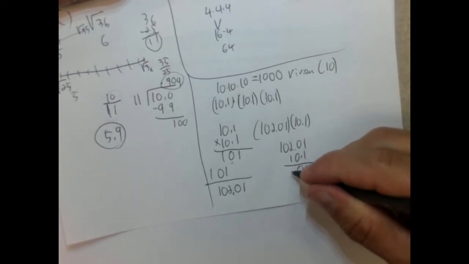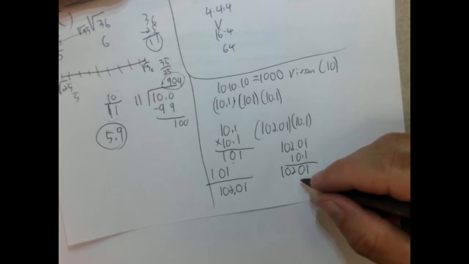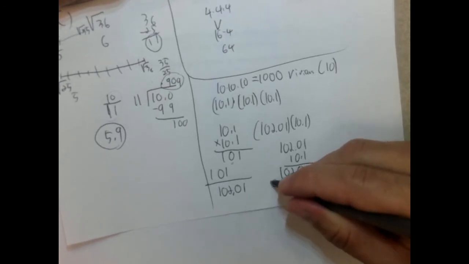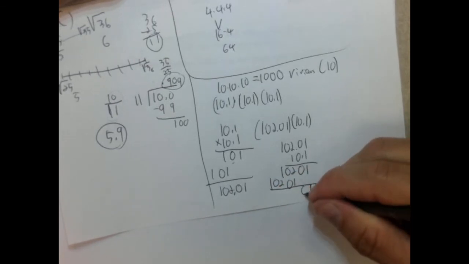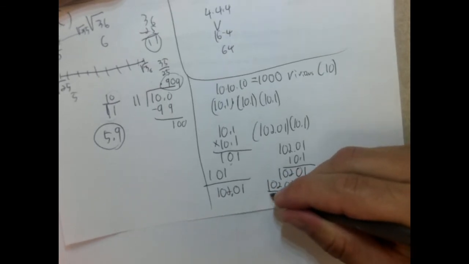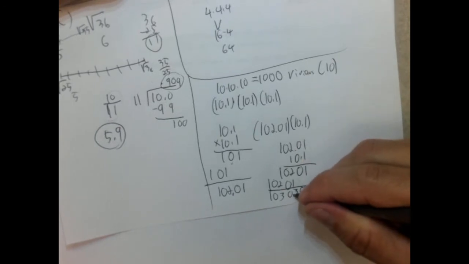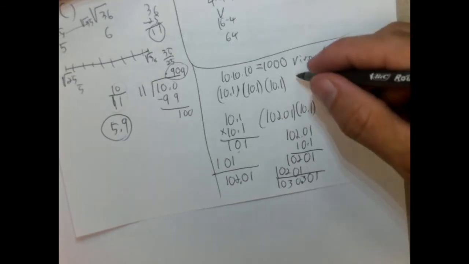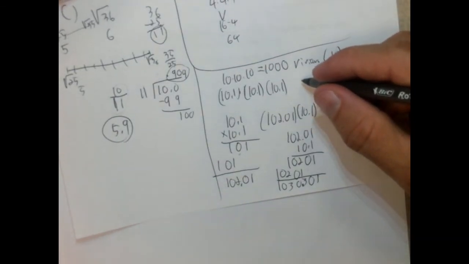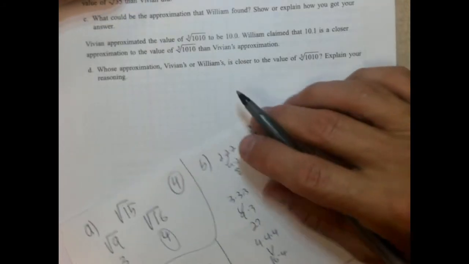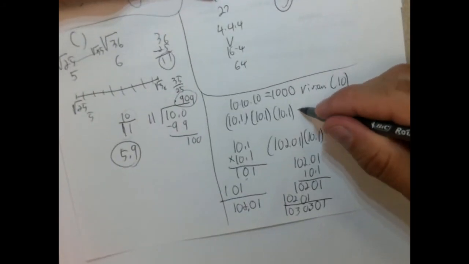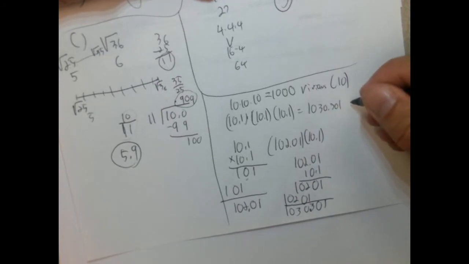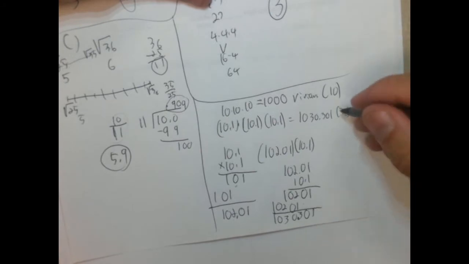So 1, 0, 2, 0, 1. And 0, and then 1, 0, 2, 0, 1. 1, 0, 3, 0, 3, 0, 1. And there's 3 decimals. Okay. So they got 1,030, which is off by, what, off by 20? Because we're trying to get closer to 1,000. Off by 30. Let's see, oh, sorry, off by 20.